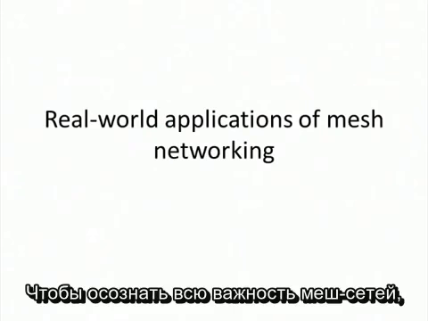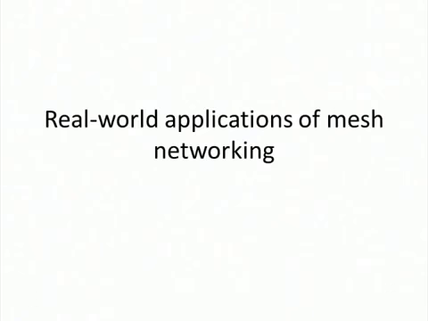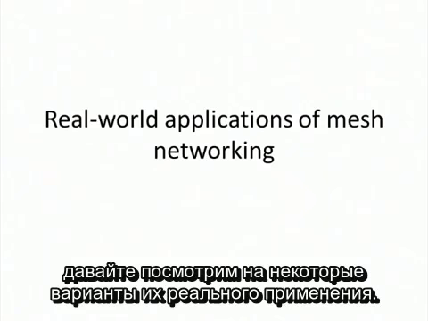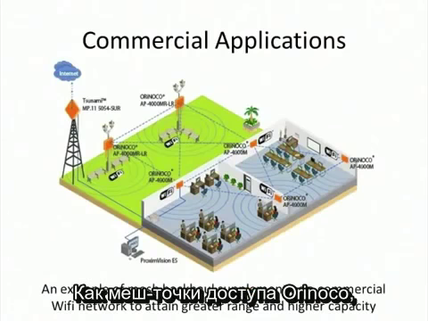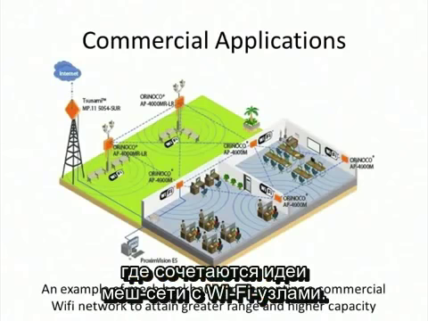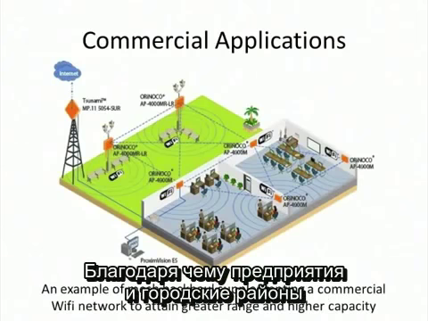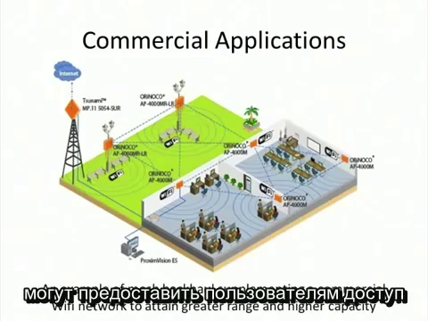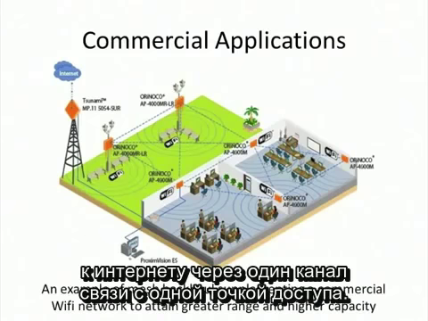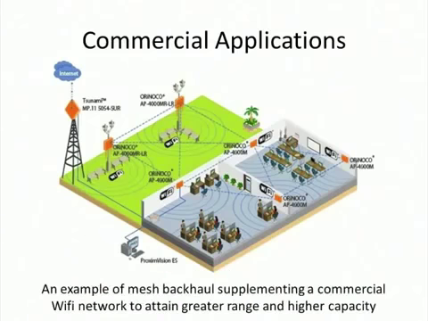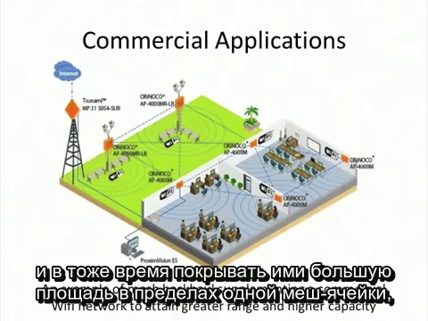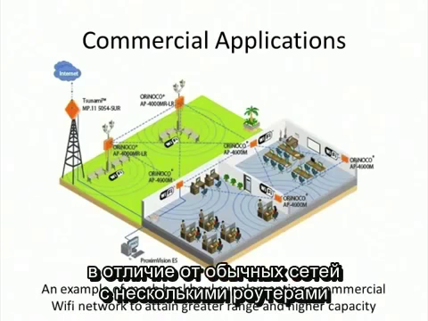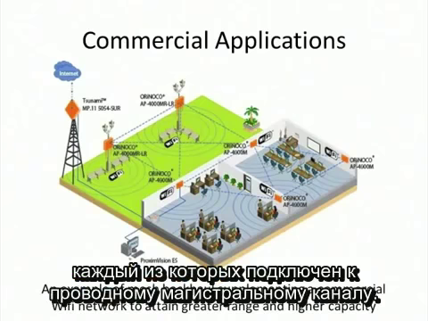In order to solidify our understanding of mesh networks' significance, let's take a look at some real-world examples of their use. Some commercial applications, such as Orinoco Mesh Access Points, combine mesh principles with Wi-Fi nodes to afford commercial enterprises in metropolitan areas the ability to provide internet access to their entire operation through one hardline access point. This allows businesses to expand capacity along their personal networks while extending the range of said networks as a mesh, as opposed to having a series of individual routers, each connected to a wireline backbone.